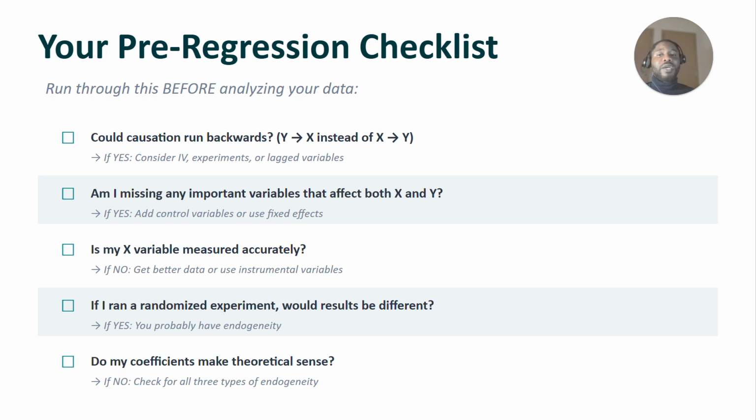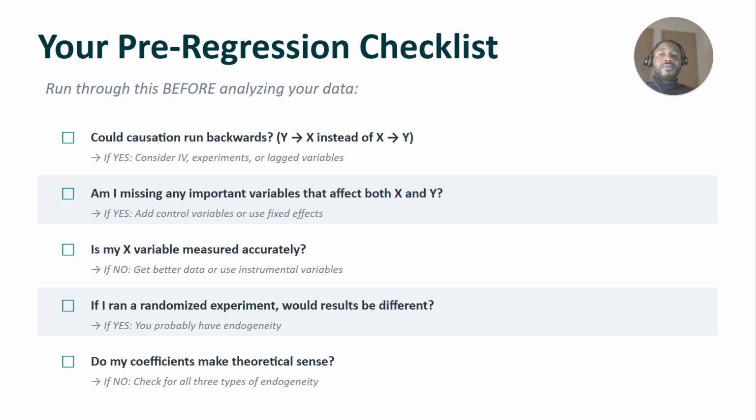Check two. Am I missing any important variable that affects x and y? If yes, you need to add control variables or use fixed effects. Check three. Is your variable measured accurately? If no, you need to get better data or use instrumental variables.